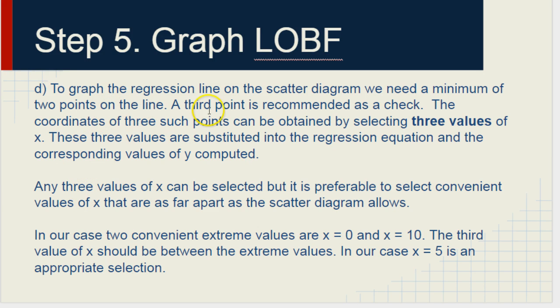So we need a minimum of 2 points to construct any line, and a third point is often recommended as a check to make sure that you made no mistakes. So what you can do is you can take 3 x values, substitute those x values into a regression equation, and then compute the y value. Plot those 3 values, and you should be able to draw a nice line through those, which in this case is a line of best fit.